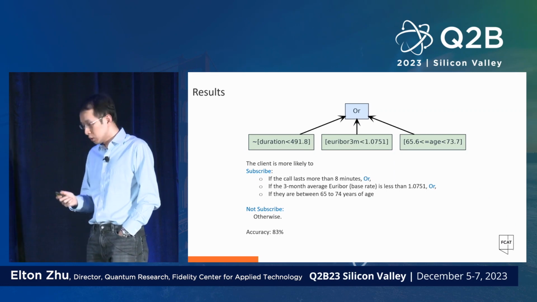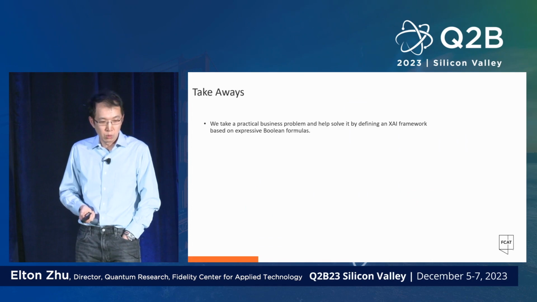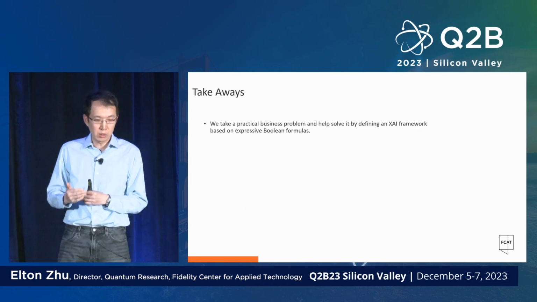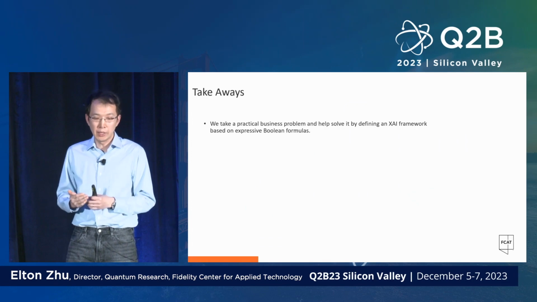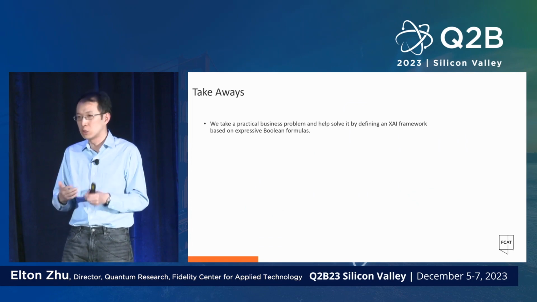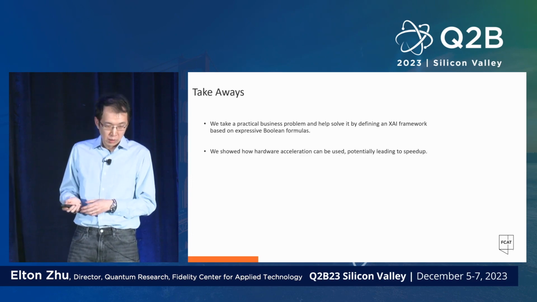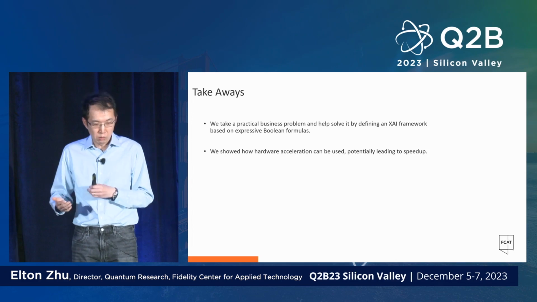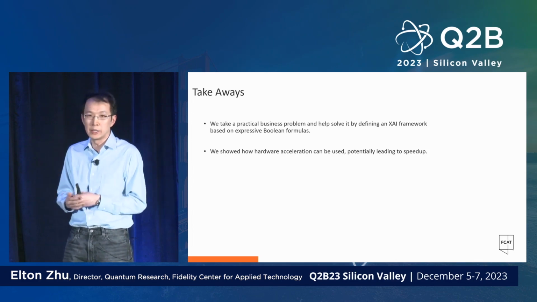So what's the takeaway here? The takeaway is that we take a very practical business problem and help solve it by designing an explainable AI framework based on these Boolean formulas, and or at least at most. And we show that hardware acceleration can be used, potentially leading to a speed up.